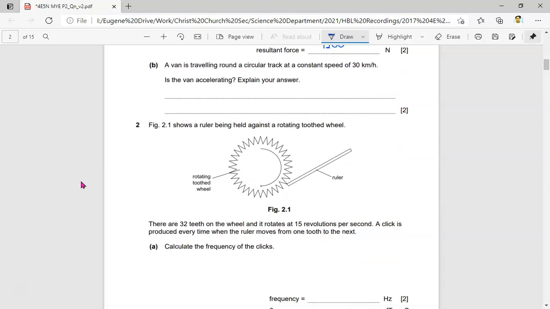Okay, so next, a van is traveling around a circular track at a constant speed of 30 km per hour. Is the van accelerating? Explain the answer. Now, those speed and acceleration, most of you think that as long as constant speed, means that my car is not accelerating. So I need you to think about in terms of this idea of circular track.